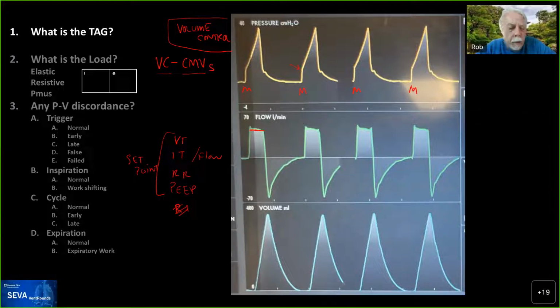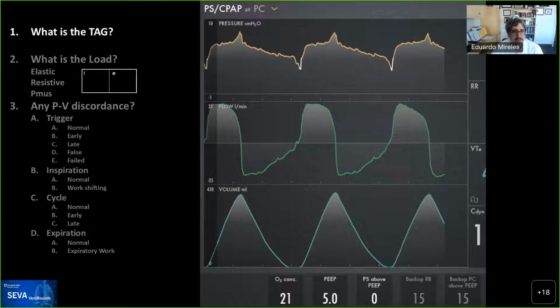Please enter it on the chat. And Rob, we probably can post the app. There we have an app that you can download on your phone that has the ability to give you the tags for each mode for the different types of ventilators that you're using. So what's the tag for this mode? Enter it on the chat, please.